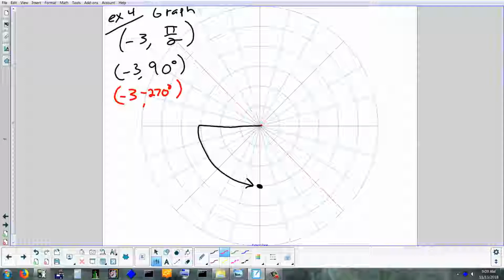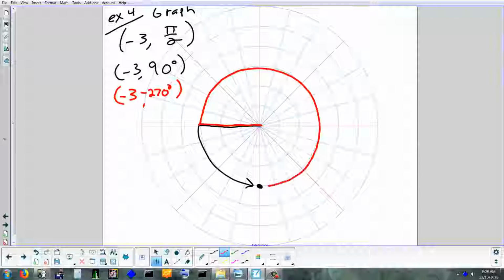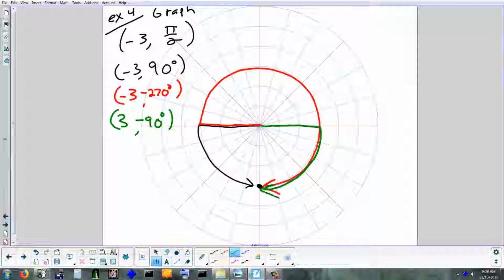So -3 means I'm going this way, and negative 270 means I'm going to go clockwise 3/4 of the way around. That's 270, 3/4. So he went that way. Yep. So that's another way to get to that point. What's another way? Yep. 3, negative 90. All right, let's try it. 3, negative 90. So now we're doing one where we're going to go right first instead of left. So 3, negative 90. Yep.